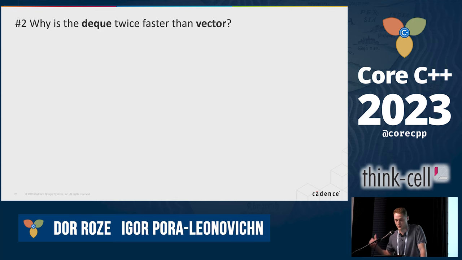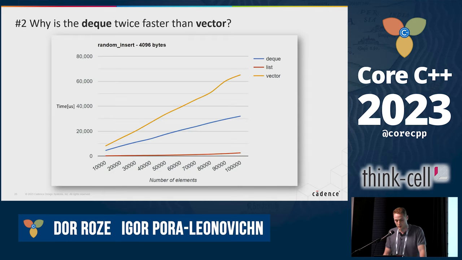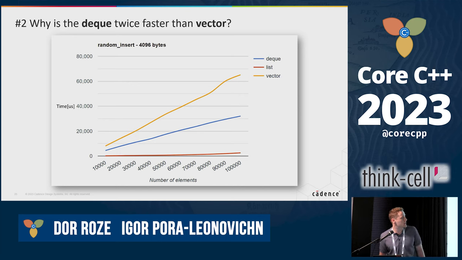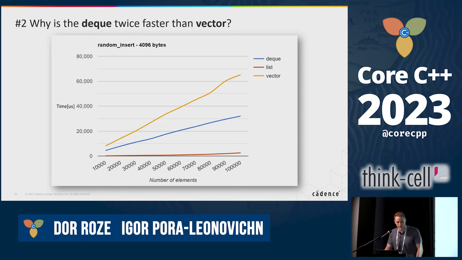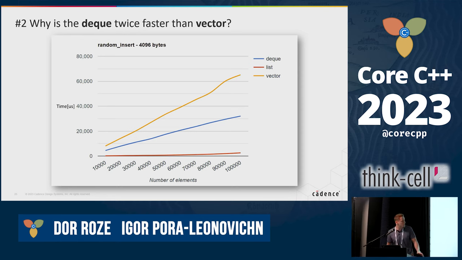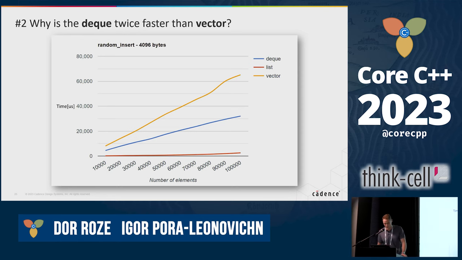Okay, second question, why is the deque twice as fast as the vector? Do you remember this was the scenario we talked about? We can see that more or less, the deque is twice as fast as the vector. I didn't mathematically prove it, but we can see it in the graph. So we are going to try to answer this question.